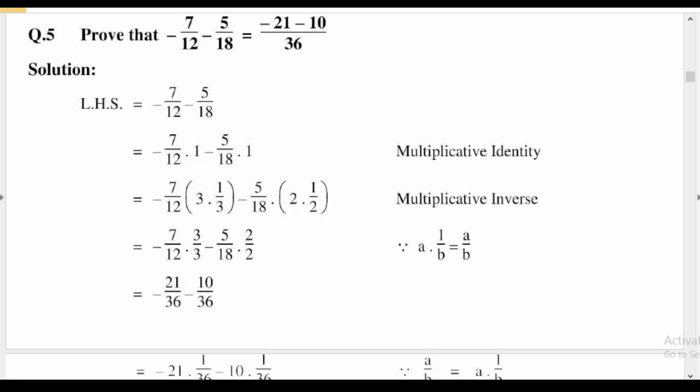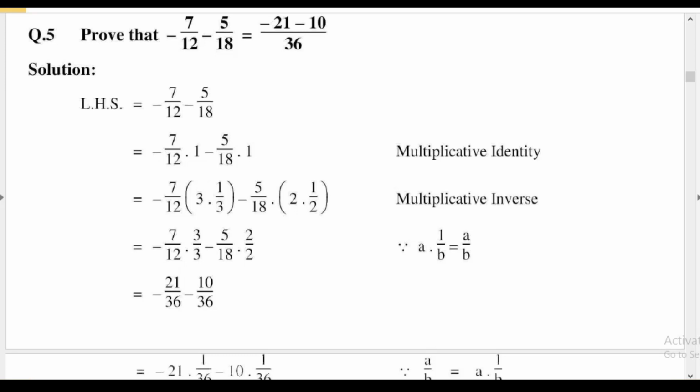In this lecture, I will solve exercise number 1.1, question number 5, that is most relevant from the paper's point of view. So let's start. Prove that minus 7 divided by 12 minus 5 divided by 18 is equal to minus 21 minus 10 divided by 36. So taking the left hand side, that is minus 7 divided by 12 minus 5 divided by 18.